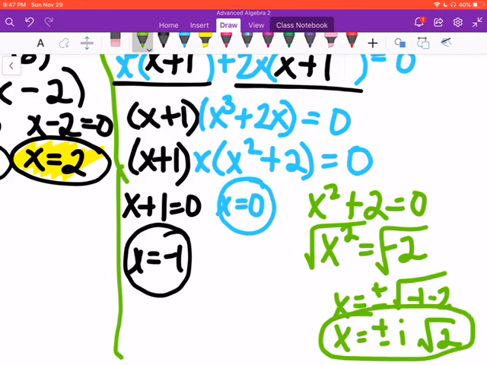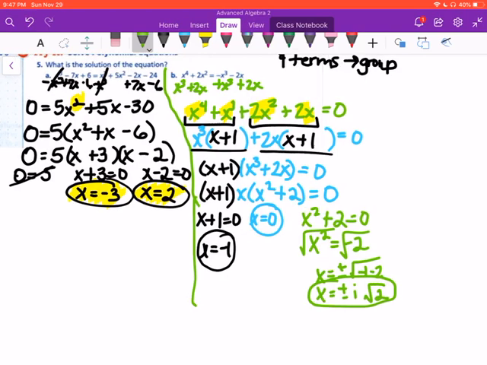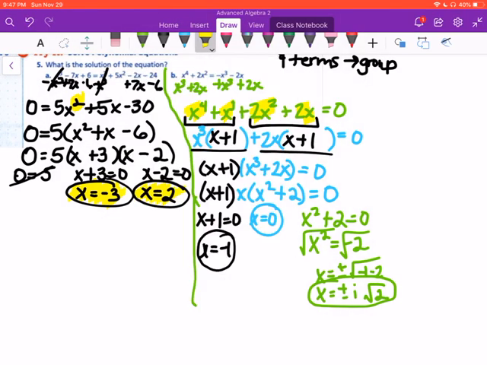So let's see. What was the degree on the original equation, when it was set equal to 0? The degree when it was set equal to 0 was 4. So I should have up to 4 solutions. 1, 2, and then this plus or minus would be one solution, 3, 4. So 4 solutions all together.